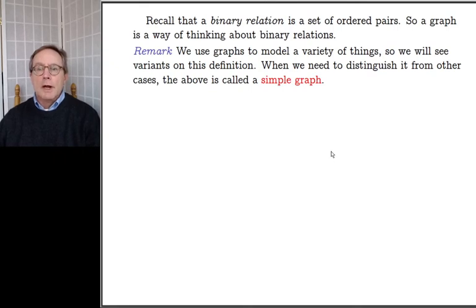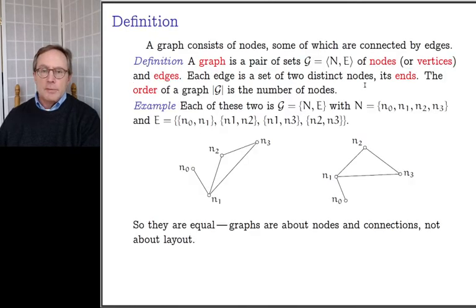And recall that a binary relation is a set of ordered pairs, so a graph is a way of thinking about binary relations. We'll talk about that more, not today, but soon enough. And we're going to use graphs to model a variety of things, so we'll see some variants on this definition. When we need to distinguish it from other cases, the graph that's on this page, the definition, is called a simple graph, because it's the thing that we build other examples out of.